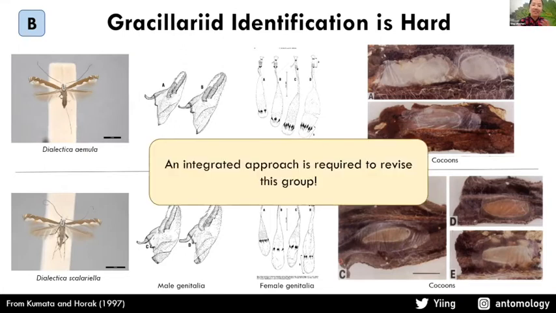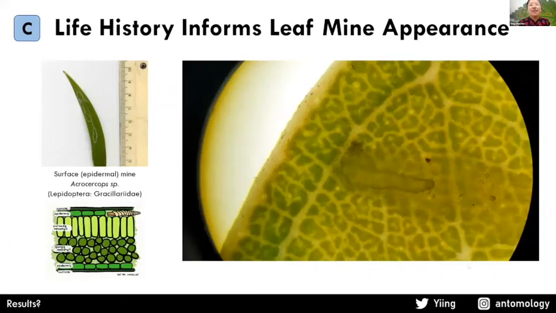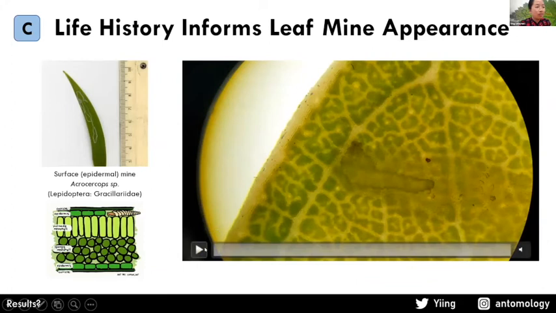So finally, I just wanted to reiterate that an integrated approach is required to revise this group. As you can see, we need molecular data, morphological data, and life history information. Together that will help provide some good tools to identify this group. So what I've also done is some rearing, and I wanted to show some fun little videos that I've recorded.